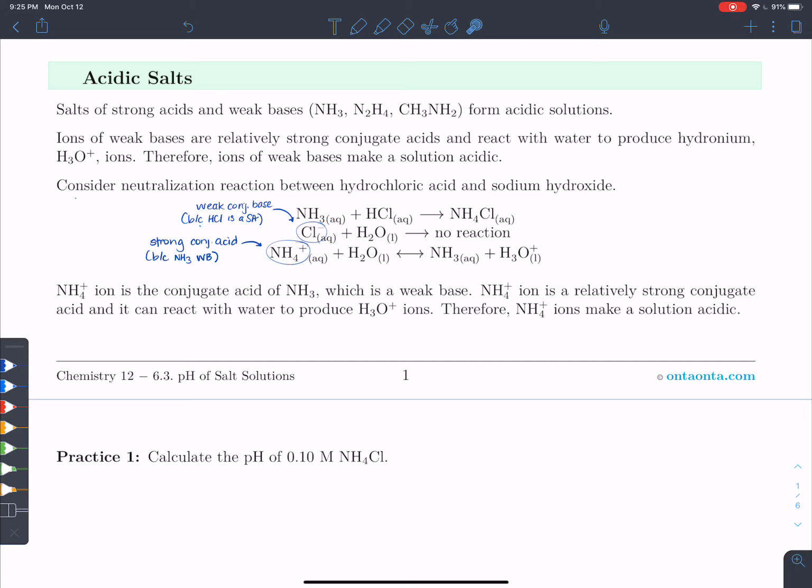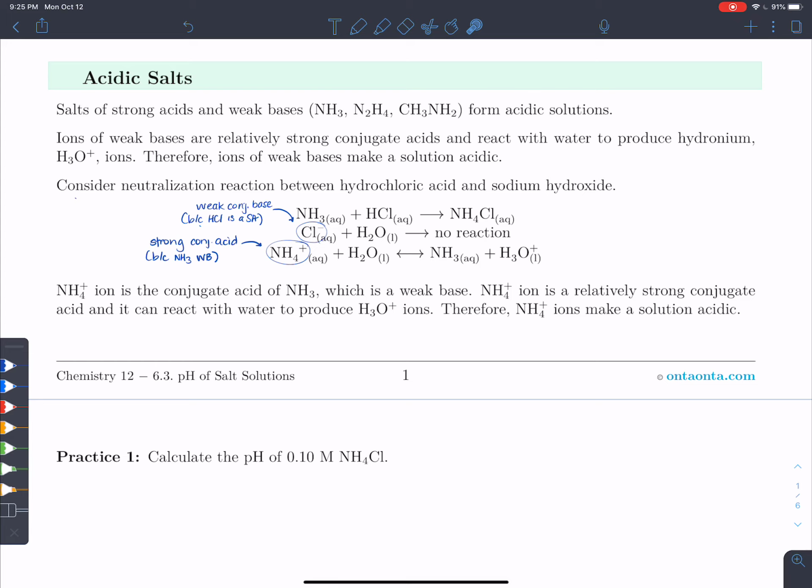The reason for that is that when this salt dissolves in water, we're going to have two different ions forming. The anion, which is the chloride ion, is a weak conjugate base, which means that it is the conjugate base of HCl, which is a strong acid. So when it reacts with water, it's not going to have any effect. There's not going to be any reaction that occurs.